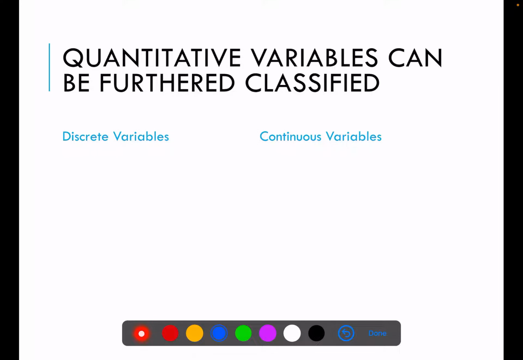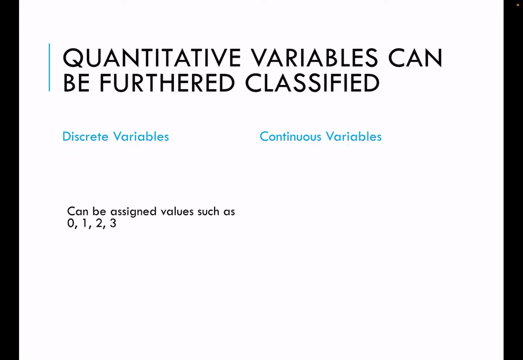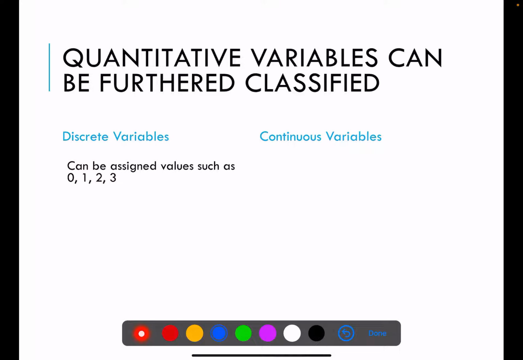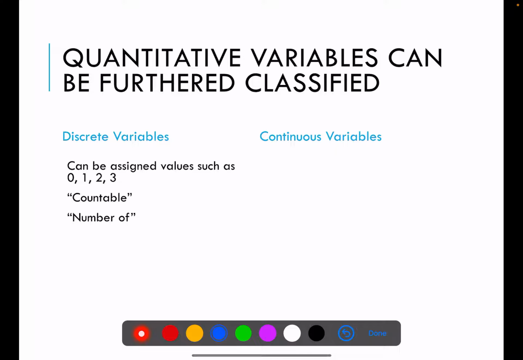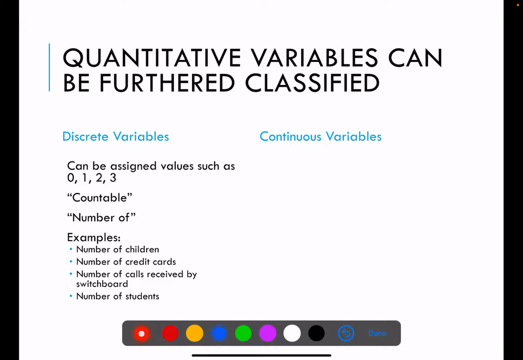Quantitative variables can be further classified into discrete variables and continuous variables. Discrete variables can be assigned values such as 0, 1, 2, 3, and you usually count them, so they're countable. Or they are the number of something. For example, the number of children, number of credit cards, number of calls received by a switchboard, number of students.